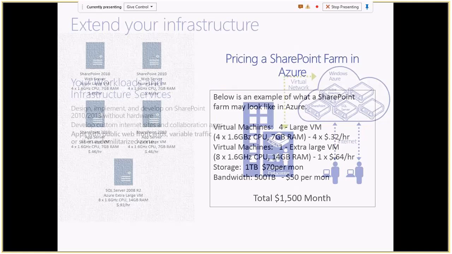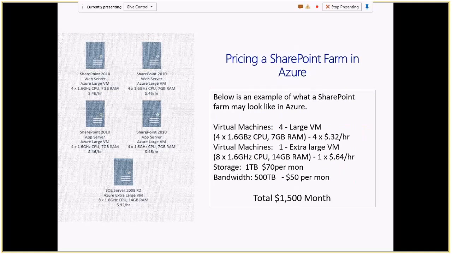And then this gives you a good pricing example of what SharePoint looks like in Azure. Again, this is pretty typical for organizations. You need a couple of larger VMs to run SharePoint. You have a couple web front ends, a couple application servers, and then you probably have a SQL server. Depending upon your organization, this is just a typical organization that I work with around what they're doing. So very inexpensive to look at running either a dev and test environment or running full SharePoint within Azure.